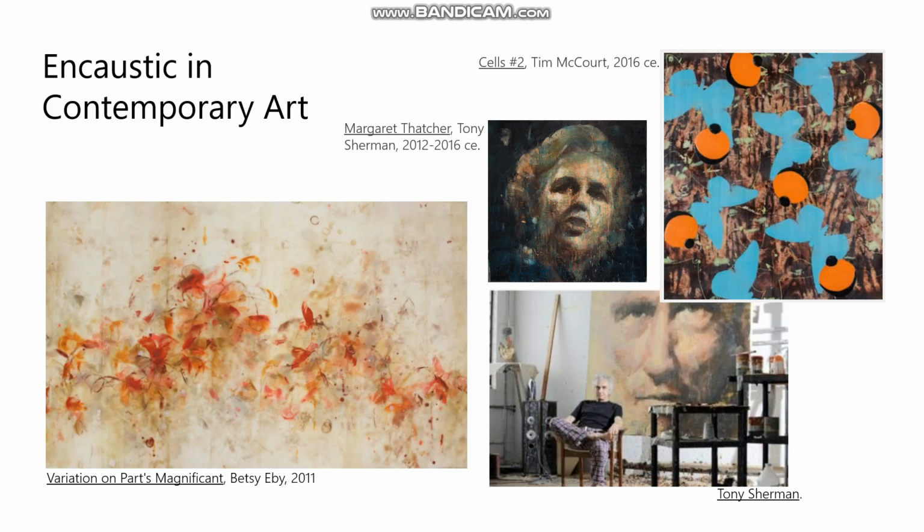And here are some examples of encaustic in contemporary art. I didn't really know of many examples before we started this lecture, although I'm pretty familiar with the work of Tim McCourt because he teaches at Mississippi State, and I used to work with him for a couple of years, and actually I own at least one. Yeah, I own a Tim McCourt painting, beautiful painting, and this is a pretty recent Tim McCourt painting here, but probably the most well-known artist working in encaustic right now is Betsy Eby. Although Tony Scherman, a Canadian artist, has built a different type of career with encaustic as well.